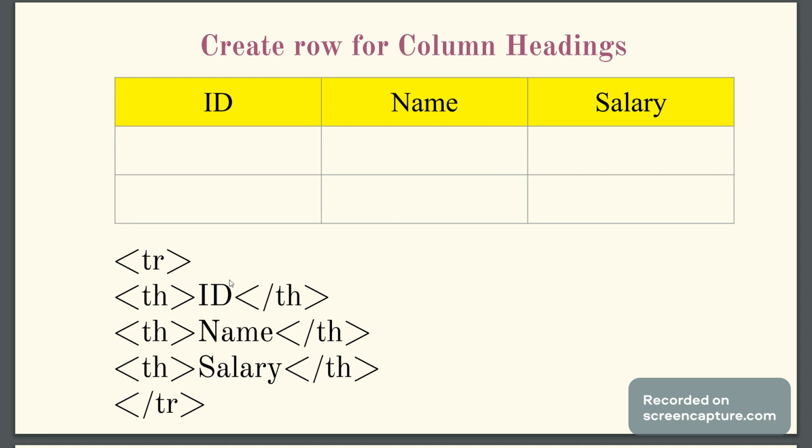The first column heading is id, and the first column heading ends over here. Then in the same row we have the second column heading, that is name, and second column heading ends here. Again in the same row we have a third column, that is salary, and here the row ends. So we get id, name, salary as a column heading in this row. Now the column heading is created. Now we have to put up the data.